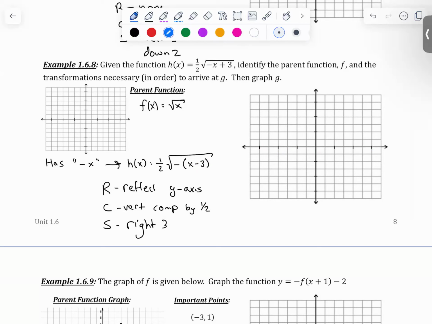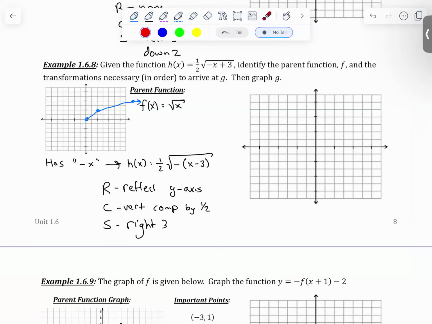So our parent graph has the points (0, 0), (1, 1), and then (4, 2). And then we could also do (9, 3) if we had space for it, but I don't. So it looks roughly like that. And so let's transform all those 3 points.